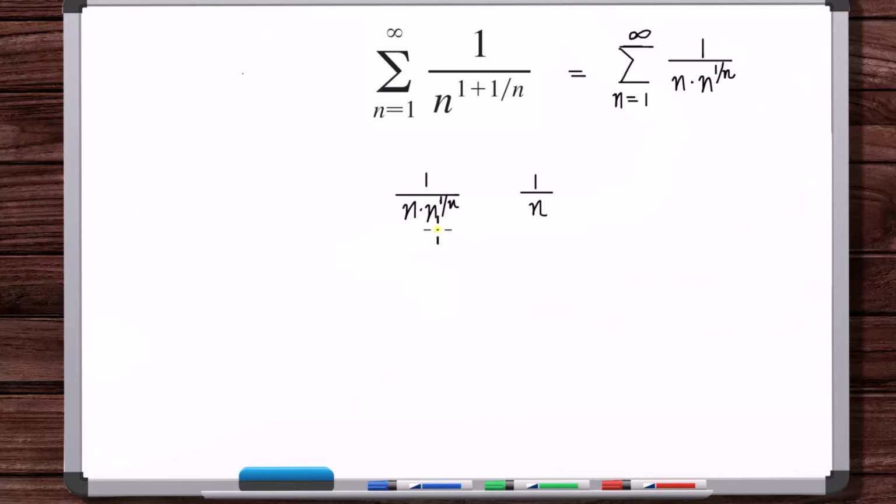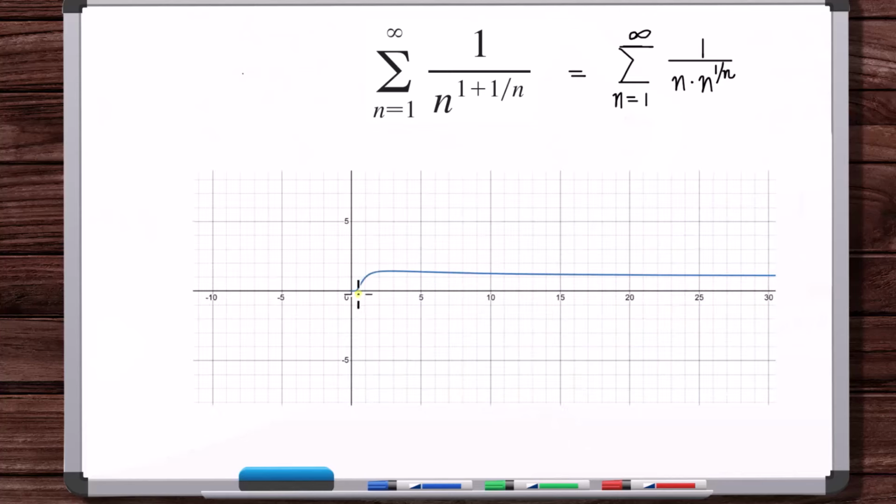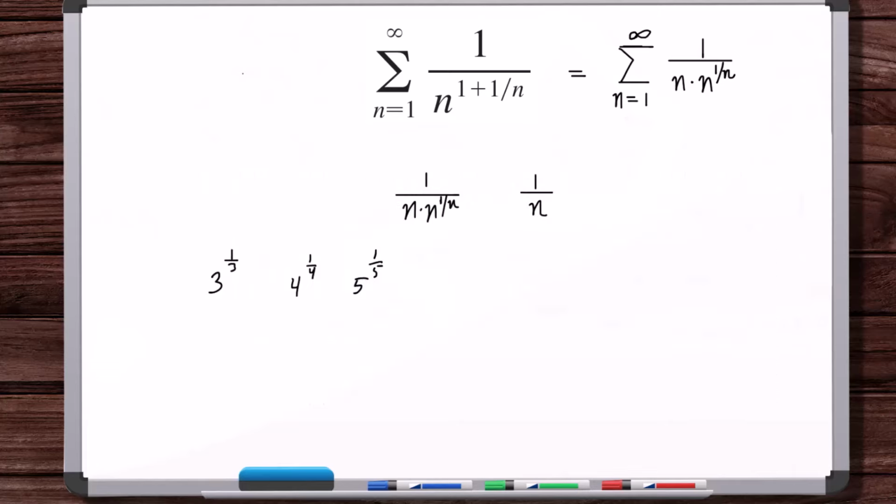So n to the 1 over n. As n gets bigger and bigger, this is getting smaller and smaller. So it's like 3 to the 1/3, then 4 to the 1/4, then 5 to the 1/5. Let's take a look at a graph of x to the 1 over x. Okay, yeah, so this looks like it has a horizontal asymptote of 1 maybe, but it looks like it's always decreasing as x goes to infinity. But we want to verify this officially. So if it's the case that this is always decreasing, then that means we'll have this, right?